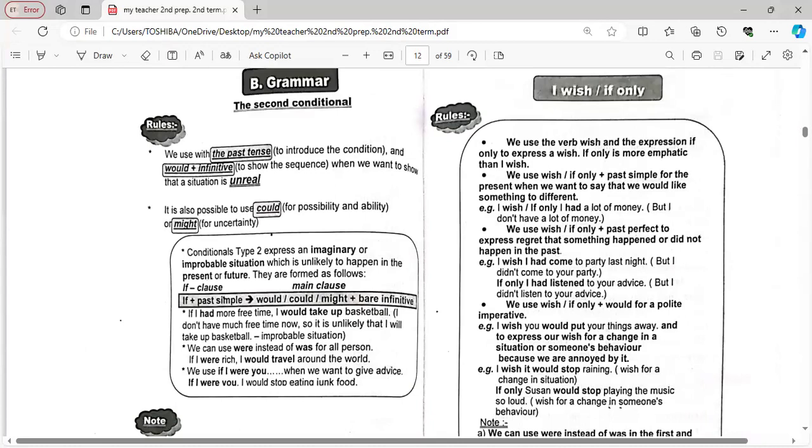I want to start with I wish and if only. Look, from its title, I wish and if only. So this means I would have wished, or I hope this would happen. This means this happened or not. What do you think? What do you think when I say I wished this would happen?